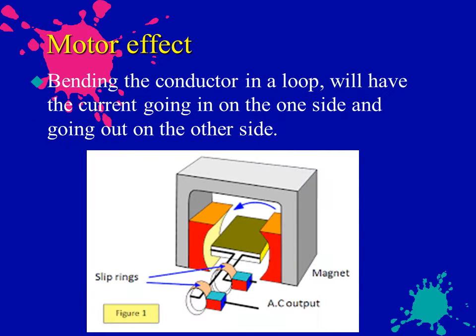The motor effect. Bending the conductor in a loop will have the current going in on the one side and going out on the other side. This will cause a continuous loop which aids the force of the magnetic field to push the armature in a certain direction.